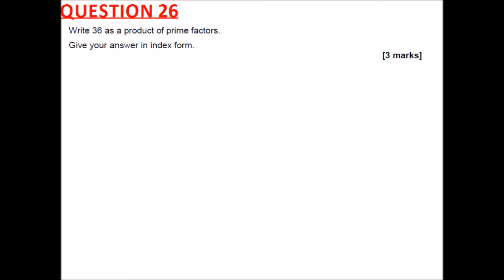We're coming to the end of the paper now for the last 3 questions. So question 26, write 36 as a product of its prime factors. Give your answer in index form. This means write your answer down using power notation, so squareds and cubes, not just a list of numbers. So this is one of the ones where you do the factor trees.